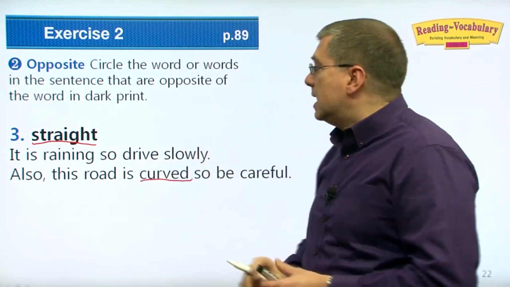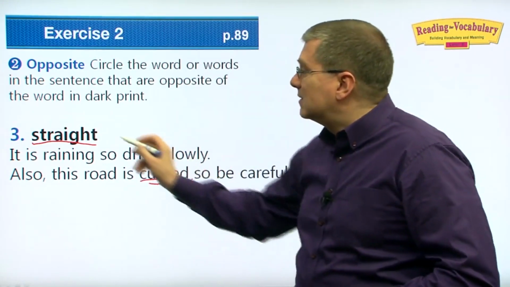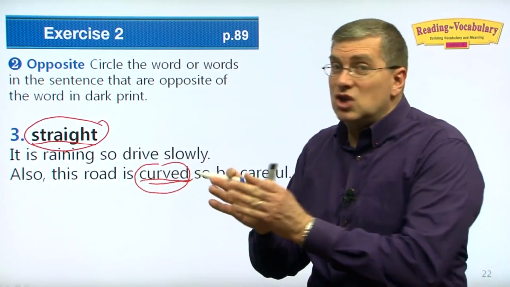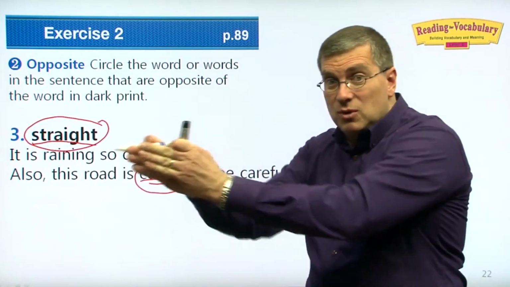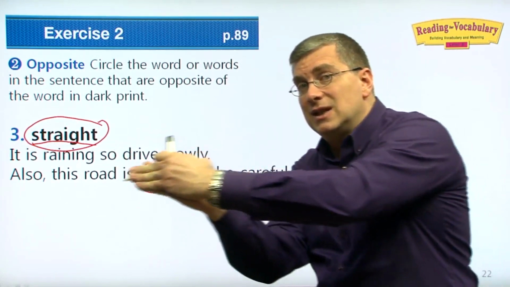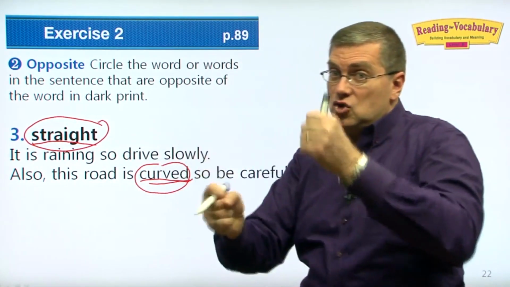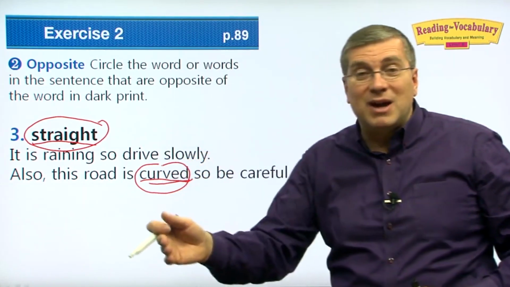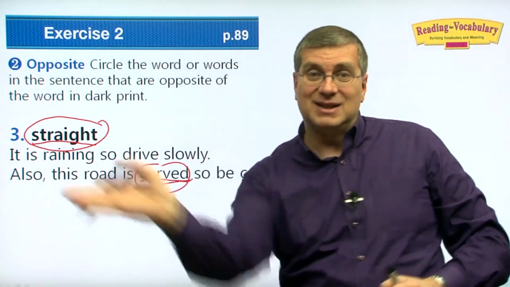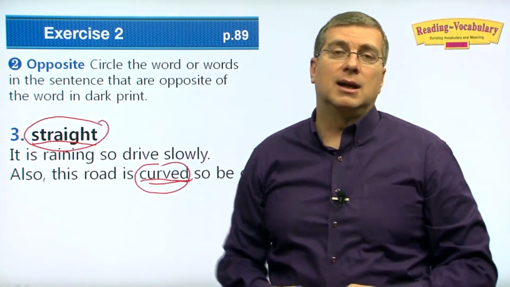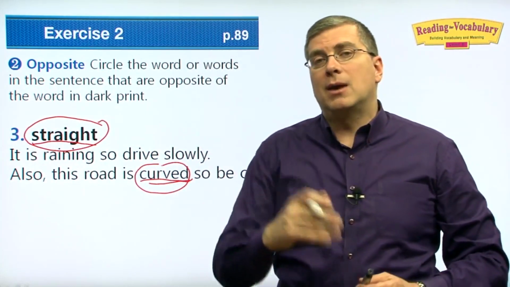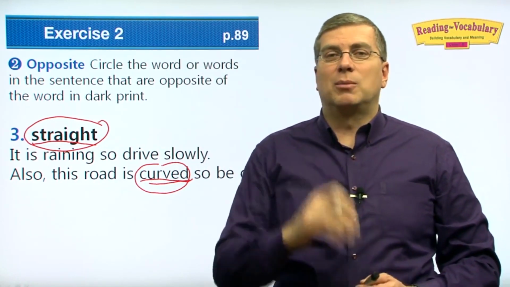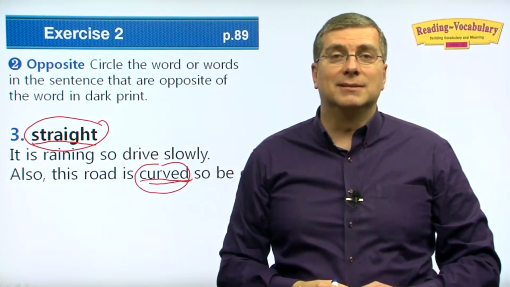So be careful. Now, curved is the opposite of straight, right? Straight means doesn't change direction, keeps going the same direction. But curved means that it changes direction. And if you're driving, be careful, right? You have to be careful, especially if it's wet because it's slippery. You could have a problem. Okay, well that wraps up the vocabulary section of this lesson. Let's take a short break, come back and go over the reading.